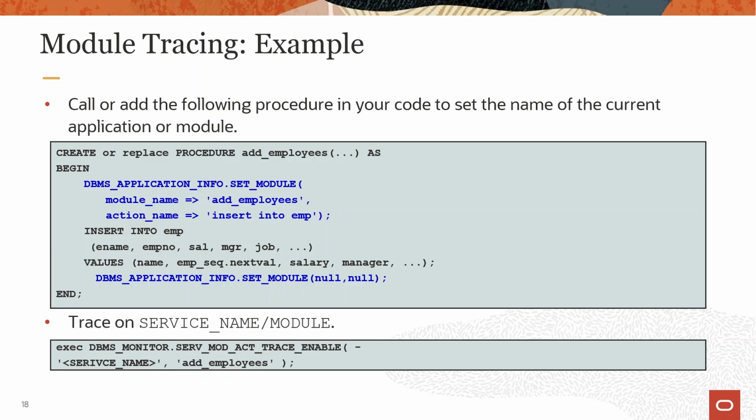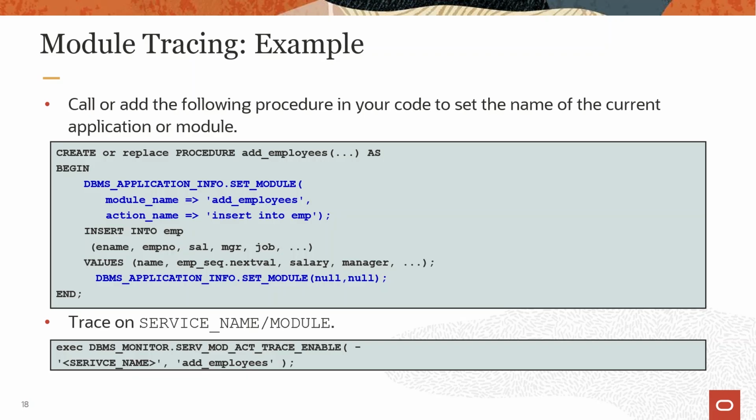Now, let's say, for instance, that I'm logging into my database as a specific service, and then I'm going to execute this procedure add employees. But the DBA says, please trace everything that's happening inside that particular service where the module has been set as add employees. And what you will get is that tracing will be done, but only the tracing information will be collected for that particular insert statement. So this gives you the possibility, this tracing by service, module and action.